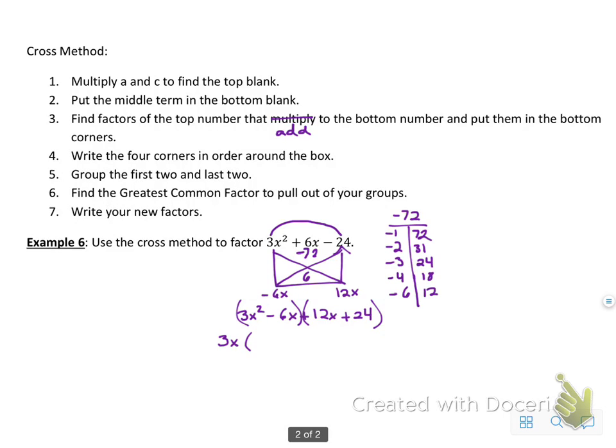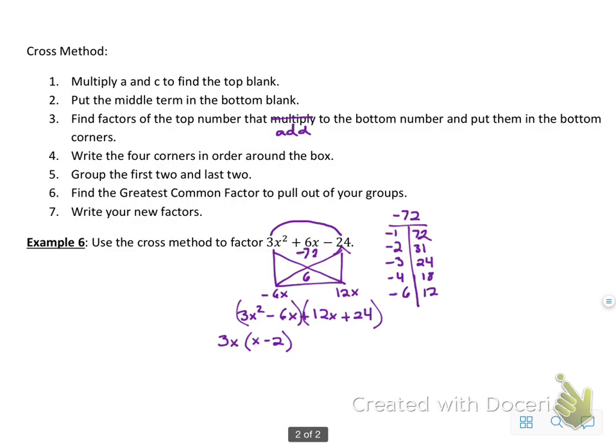So we are left with, well, what times 3x is 3x squared? Well, x times x is x squared, so that's all that's left over. Then what times 3x equals negative 6x? Well, that's negative 2. Because if you were to distribute that 3x, you would end up with what is in the parentheses. So 3x times negative 2 is negative 6x, so we're good. That's all you can take.